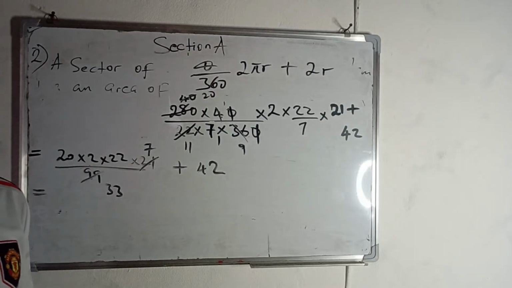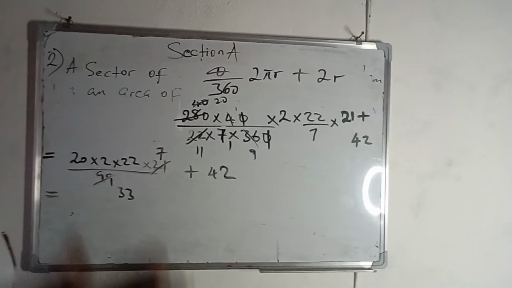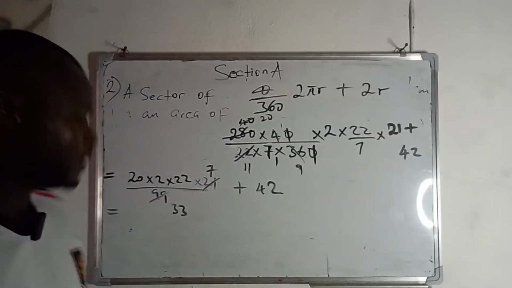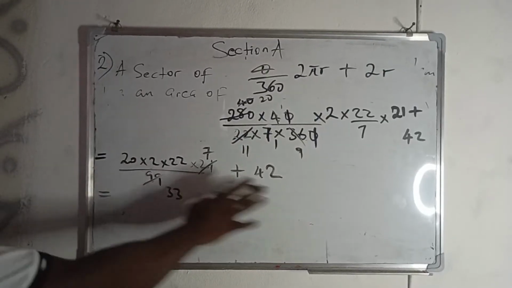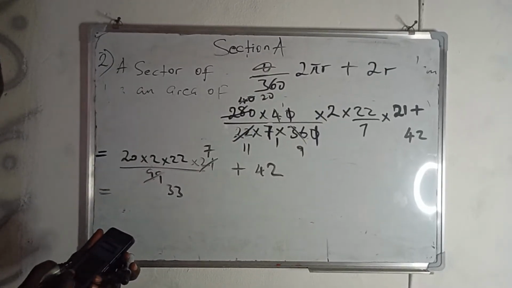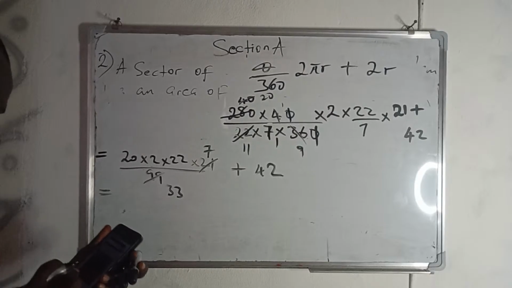I'm just trying to let you know what you should do, in case your calculator started malfunctioning. You can still solve math without a calculator. But because of time, we simplify using our calculator. We're going to have 20 times 2, which is 2 times 22 will give us 44 times 7.